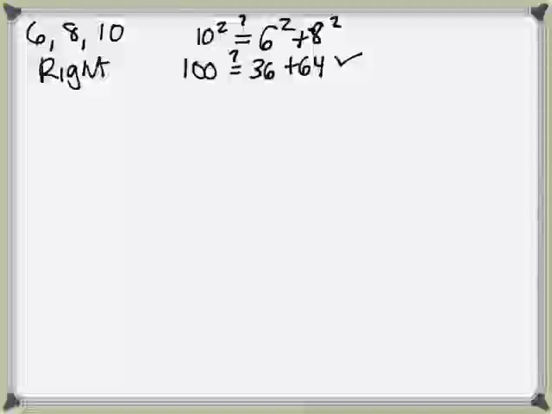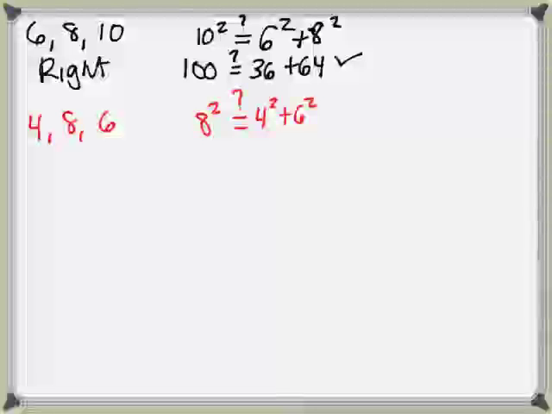Let's try 4, 8, and 6. The biggest one must be by itself. So that 8 is the biggest, even though it wasn't the last or the first, it's the biggest, it has to be by itself. So we're testing, does 8 squared equal 4 squared plus 6 squared?